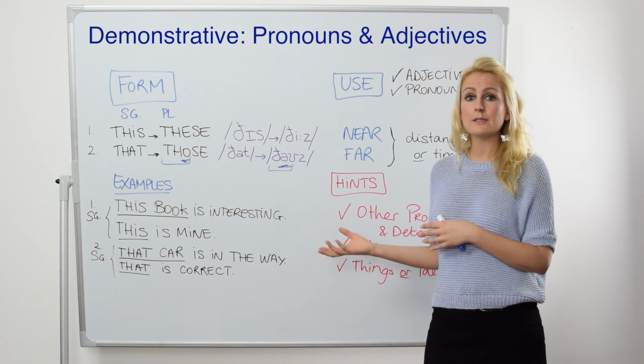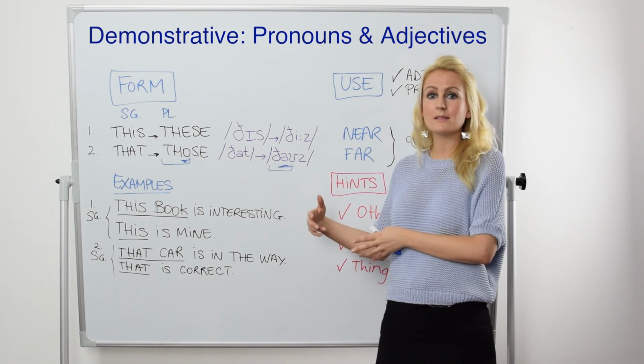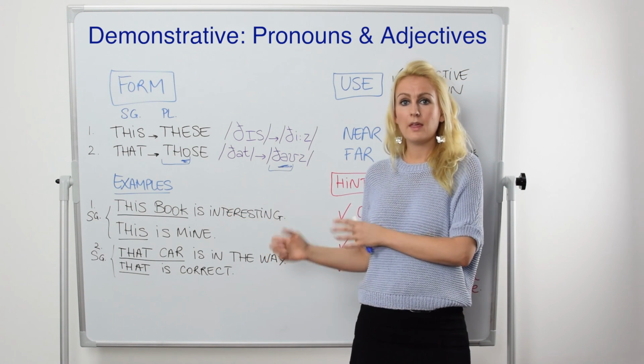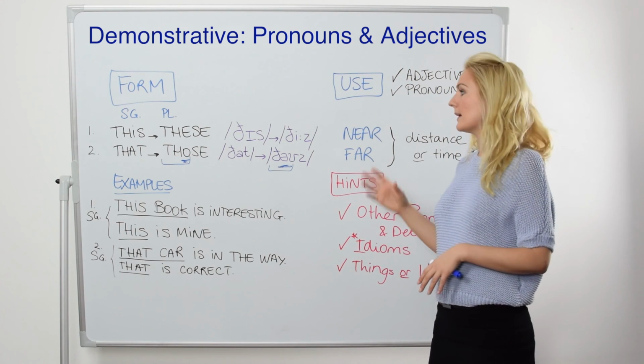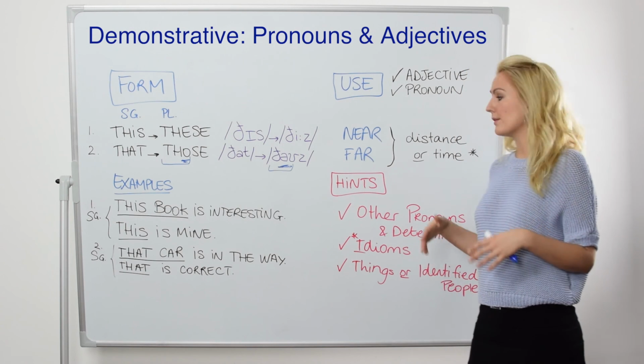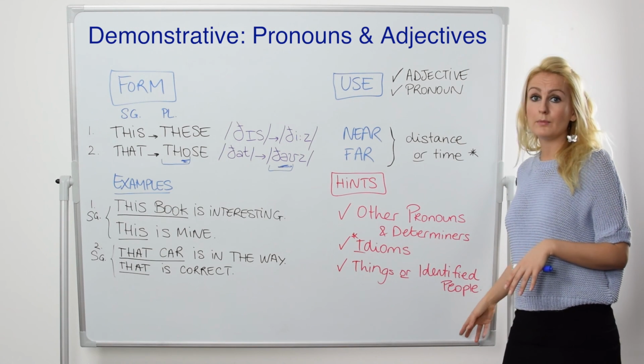But we could also introduce someone and say, oh, this is my friend. This is my friend Caroline. Those are common ways of using this, that, these, those when referring to people, identified people.